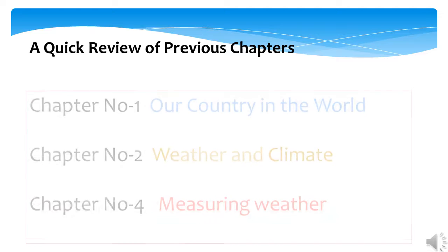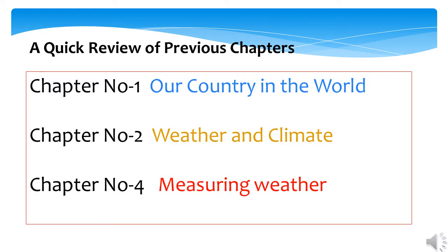Dear students, we have done 3 chapters in the previous classes. Do you remember which ones? Yes, you are right. The first one was about our country and its geography. The second chapter was about weather and climate, its definition, and impacts on human life. The third one was about instruments, which are used in measuring weather.